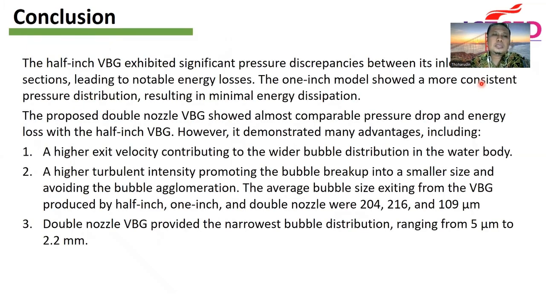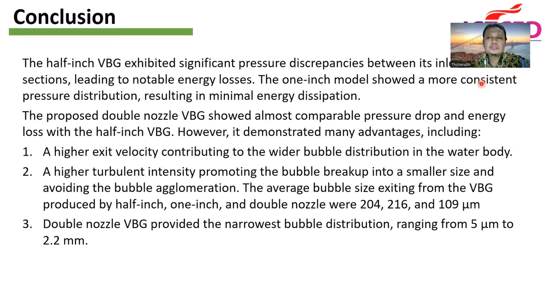So by this study, we can conclude that the half-inch Venturi bubble generator exhibits a significant pressure discrepancy between its inlet and outlet section, leading to notable energy loss. The 1-inch model shows a more consistent pressure distribution, resulting in minimal energy dissipation. And the proposed double nozzle Venturi bubble generator shows almost comparable pressure drop and energy loss with the half-inch Venturi bubble generator.